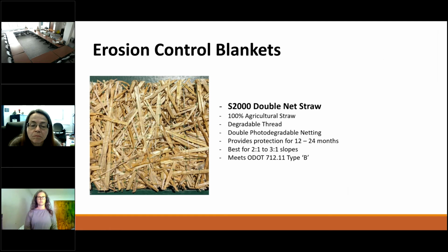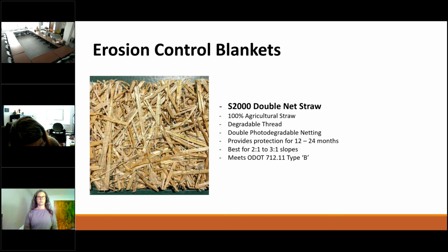The next thing I wanted to touch on, as Alex has mentioned and it's come up a couple times, is erosion control blankets. Most often we stock and carry, just because it's an ODOT specification, a double net straw blanket. It meets an ODOT type B for their erosion control under their 712.11 specification. There are some different options on the erosion control blankets, but this particular one is 100% straw.